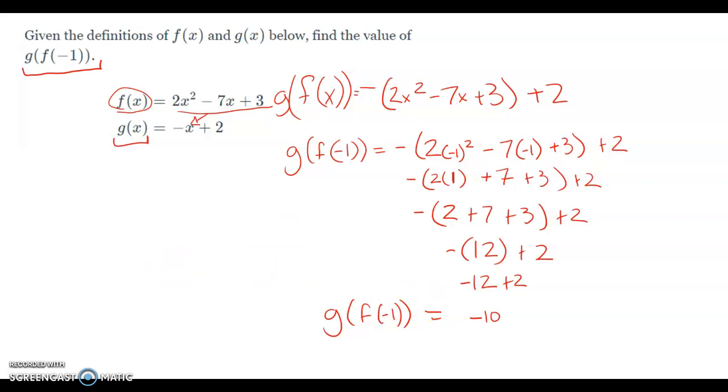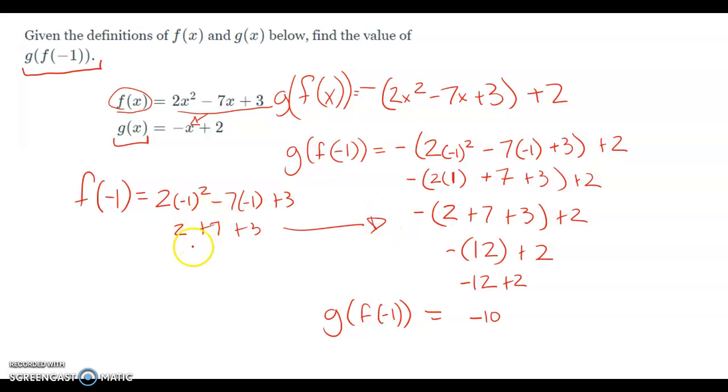Another way you could have done this is just find straight off the bat what f of -1 is. All that means is I plug in -1 for all of my x's. So this becomes 2 times -1 squared minus 7 times -1 plus 3. And if I work this out, it becomes 2 plus 7 plus 3, which is 12. So now I know that f of -1 is 12.